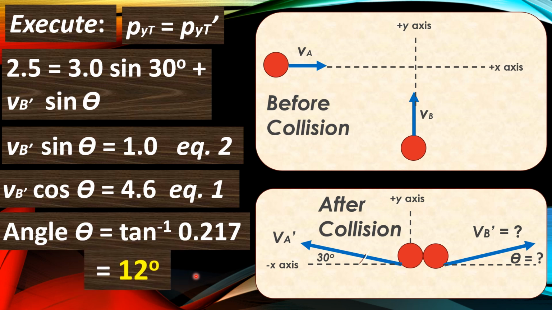This is the angle of deflection of particle B just after the collision. And as shown in the drawing, that angle 12 degrees is defined as the angle above the positive x-axis.